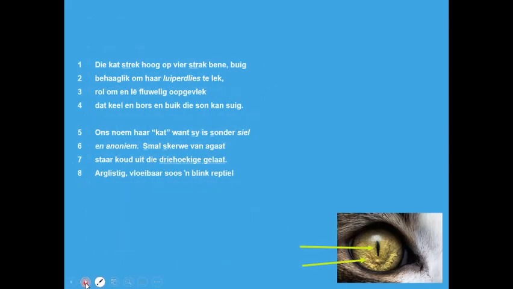All right? Good. So if we go to stanza 1, we have omarmde rym. Omarmde rym, if you're unsure, it's when we have buig en suig, that rhymes, and lek en oopgevlek. Okay? Remember again, rhyme, especially end rhyme, has nothing to do with the spelling of the word. It has to do with the sound of the word. Okay, so sometimes you will see that the rhymes are not necessarily going to fit in with the spelling, but the sound of the word is what is important. Okay, so omarmde rym there.